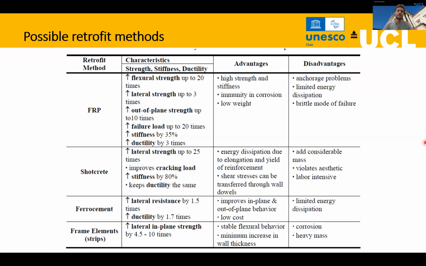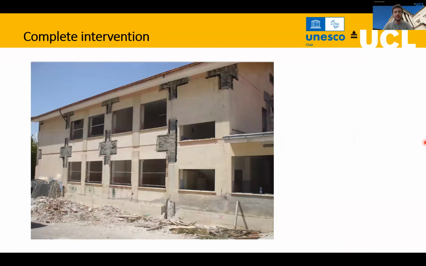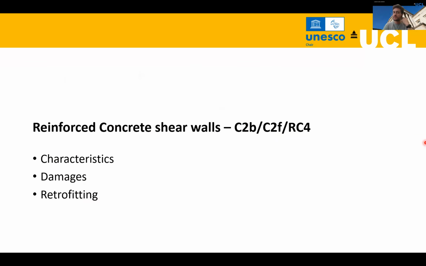So all of these advantages and disadvantages should be considered during this process. One thing that is very interesting of this type of retrofitting is the retrofitting of joints. This is usually a problem because it is very difficult to retrofit them, but these elements are very important in a building. In some cases you can cut the masonry over here, as you can see, and install an FRP jacketing in the elements. But this, of course, is very complicated to do, even though it is possible.